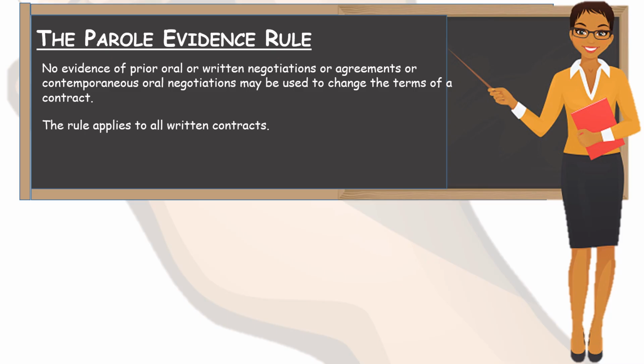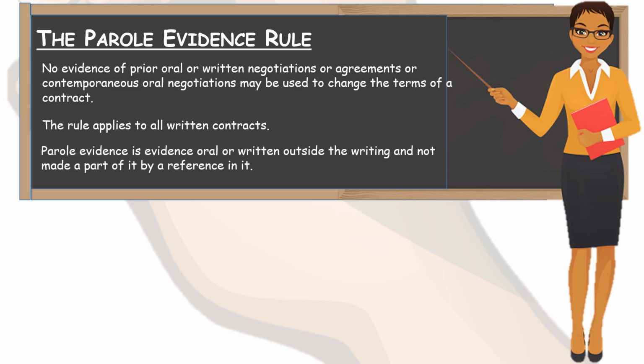The rule applies to all written contracts. Parole evidence is evidence, oral or written, outside of a contract that was not made part of the contract by reference. Now, once again, the final manifestation of all previous negotiation. In the eyes of the law, if something was really, really important to you, if you took the time to write a contract down and sign it, you would have included it. So all the things that you talk about prior to signing that contract are irrelevant under the parole evidence rule.